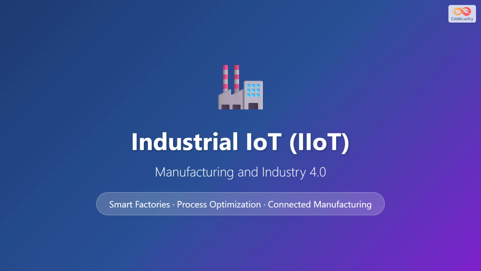Welcome to our comprehensive guide on Industrial Internet of Things, also known as IIoT. Today we explore how IIoT is revolutionizing manufacturing and driving Industry 4.0. We'll discover how smart factories use connected devices to monitor operations and optimize processes in real time. This technology is transforming traditional manufacturing into intelligent, data-driven operations that are more efficient, productive, and competitive than ever before.